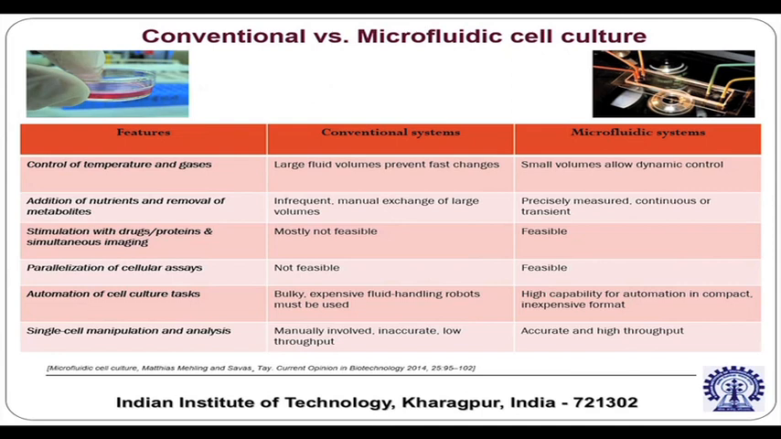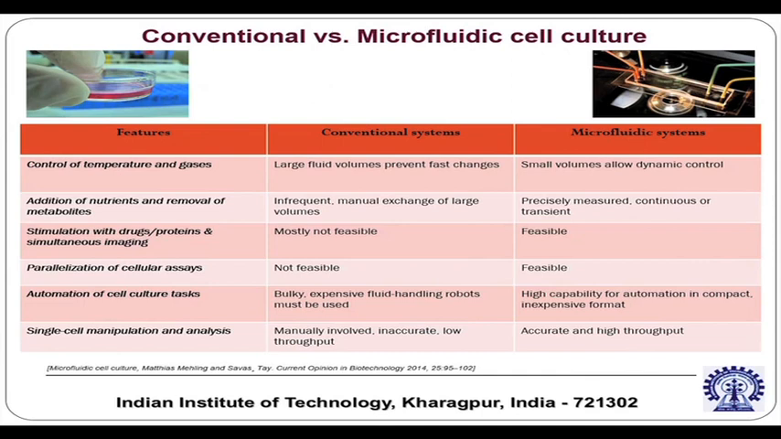Stimulation with drugs, proteins and simultaneous imaging. This is a very important consideration, because many of the diseased conditions of cells or many physiological or biophysical conditions of the cells can be obtained by imaging. Now in a conventional system it is mostly not feasible that you simultaneously give drugs and proteins and take the imaging, but in a microfluidic system it is feasible. Parallelization of cellular assays, in a conventional system it is not feasible, in a microfluidic system it is feasible.